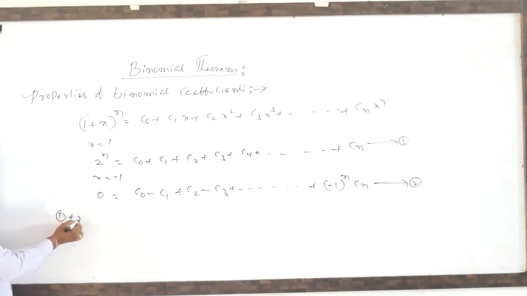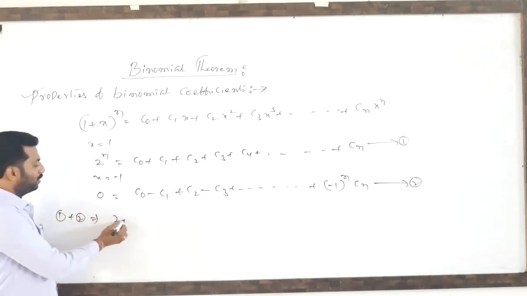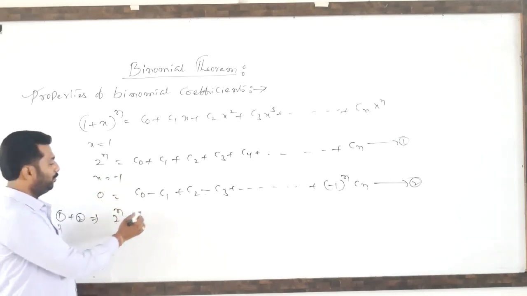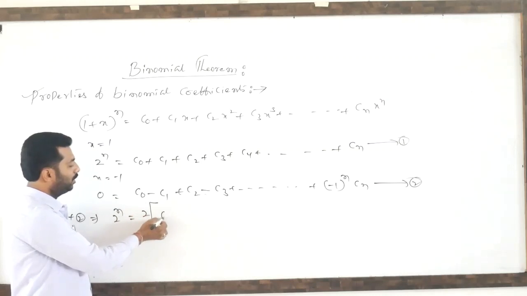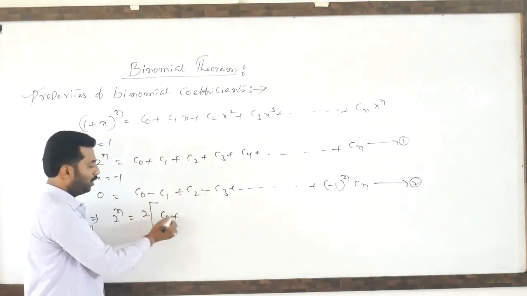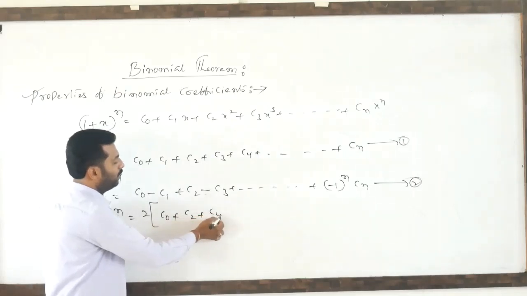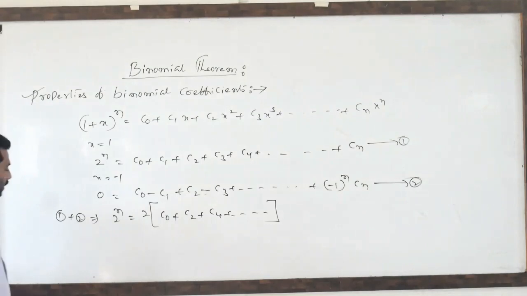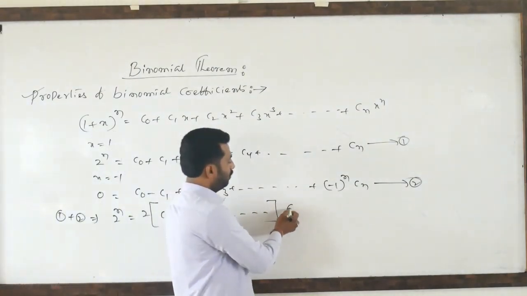Equation 1 plus equation 2. 2 power n plus 0 means that is 2 to the power n. c0 plus c0 means 2 times, that is 2c0. The c1 terms cancel. 2c2. Already 2 I take common. Then c4 plus and so on.